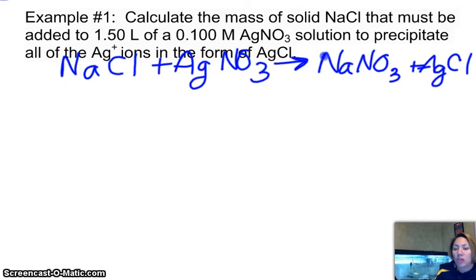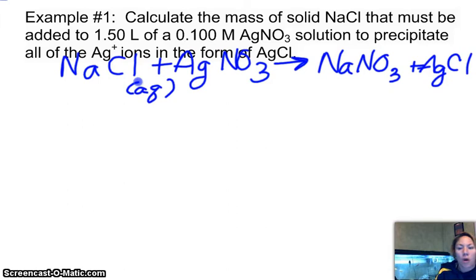So think about charges. Na is +1, NO3 is -1, they equal 0. Ag is +1, Cl is -1, they also equal 0. So we've made neutral compounds. We go to balance, everybody's balanced, and now we fill in the phases using our solubility rules.